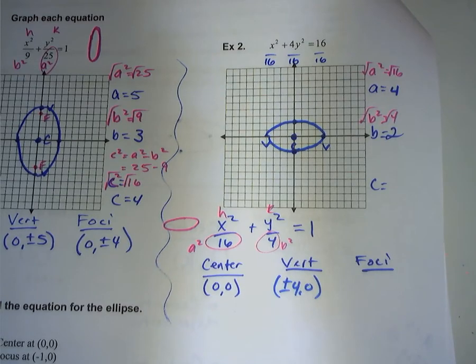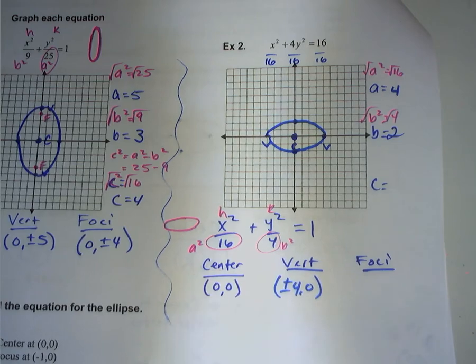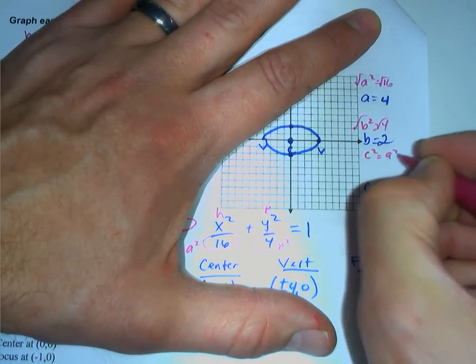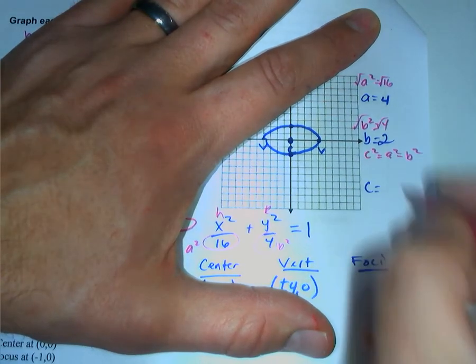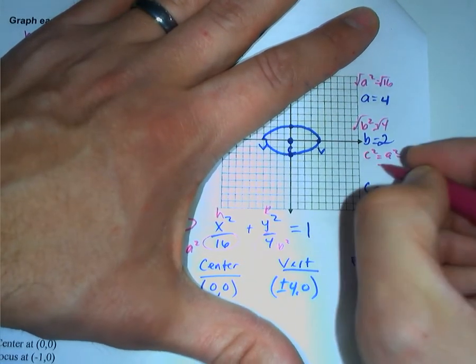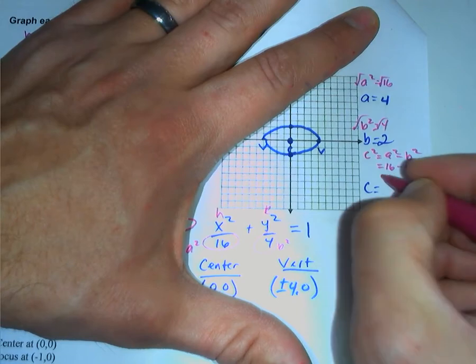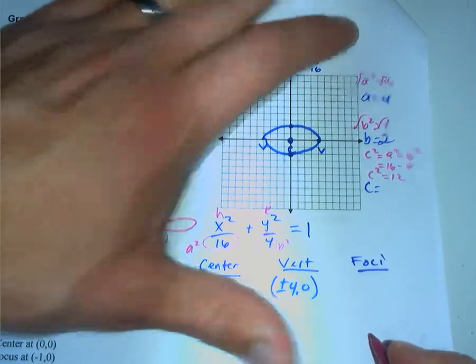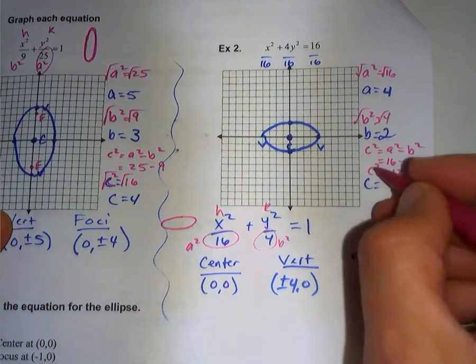So far, so good. Last thing I need is my C value. I need my focus, right? So we go off to the side and we take the big guy minus the little guy. So I'll write that up here. C squared is equal to A squared minus B squared. 16 minus 4, that's 12. Right? Well, we square root that guy.